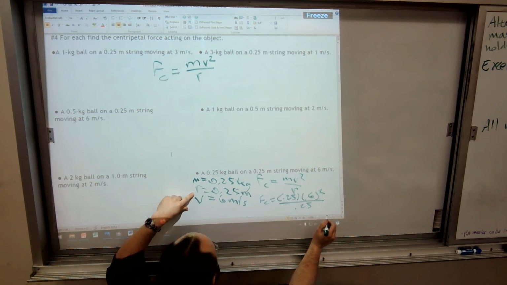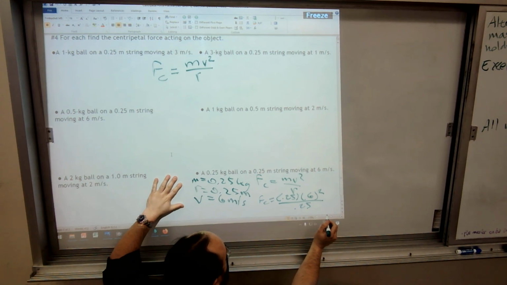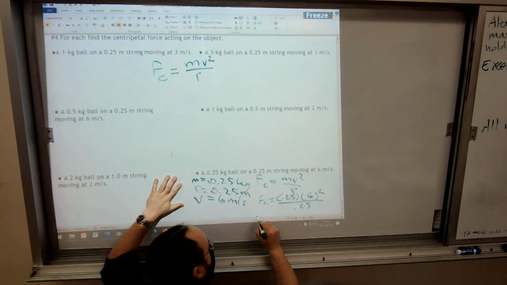I hope I don't run out of room and stuff. Anyway, I got a little bit of room still.